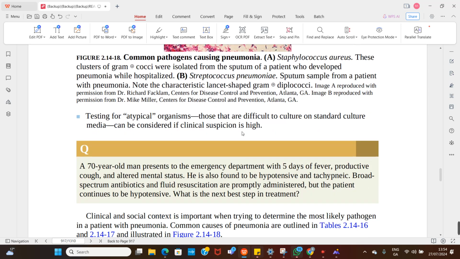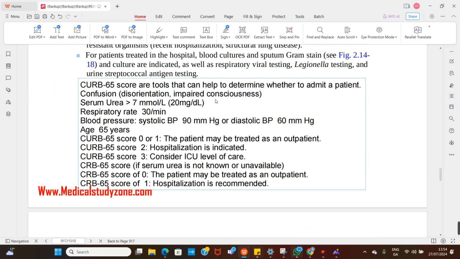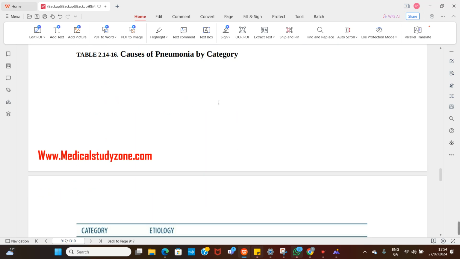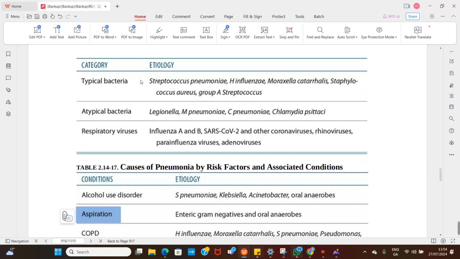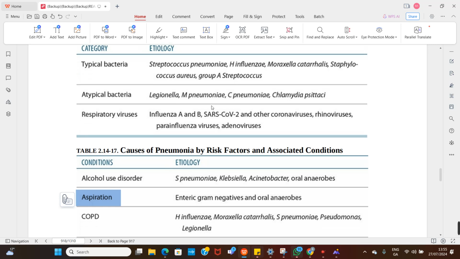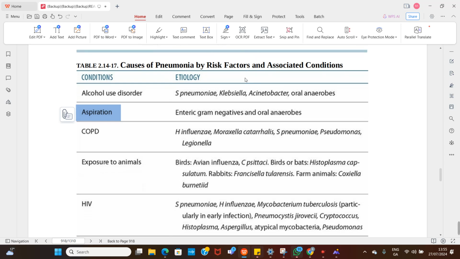Now, the atypical ones, they are very difficult to culture, so you only consider them when the clinical suspicion is very high. So let's go to the drug. You have to talk about this. The typical bacteria, we know all these things: strep pneumo, H influenza, moraxella, staph aureus. The atypical ones are the legionella, the mycoplasma, the chlamydia, and of course the viruses, influenza, parainfluenza, all of them.